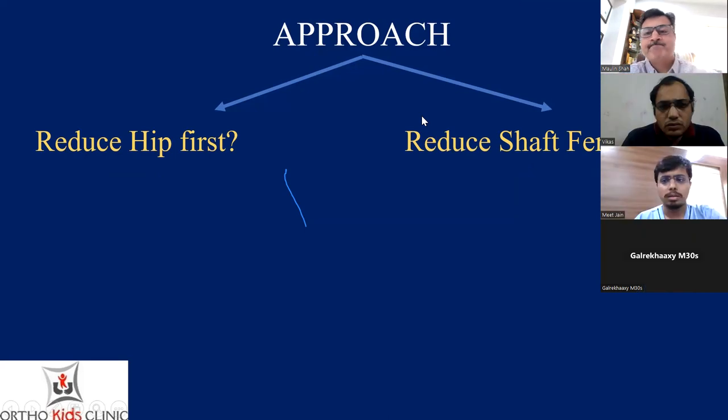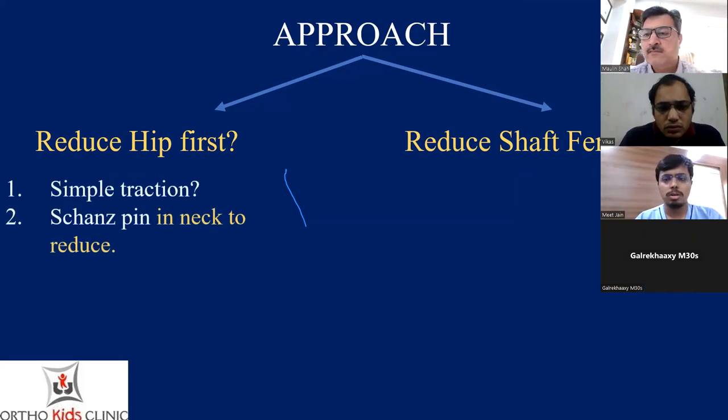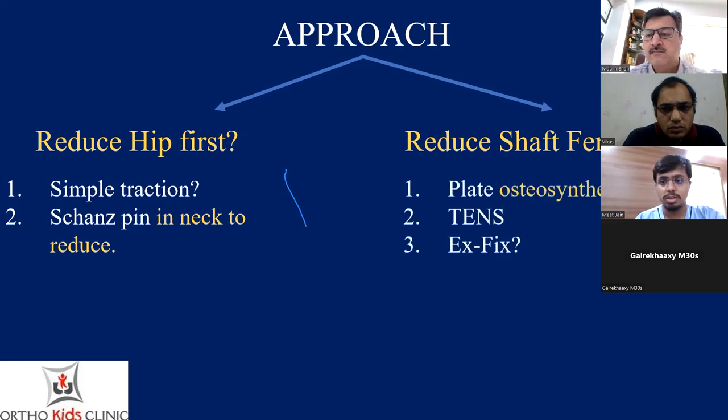So this was the dilemma: should we reduce the hip first or the shaft? And if the hip, then how do we reduce it? Should we just try simple traction and pull the head back into the acetabulum, or use a Schanz pin in the neck and then try to reduce it? And if we reduce the shaft femur first, which is what has been reported in the literature, should we use a temporary external fixator, or open and plate it, give rigid fixation and then give traction to reduce the hip? The literature says they fix the femur fragment first, make it one unit, and then pull on the hip.